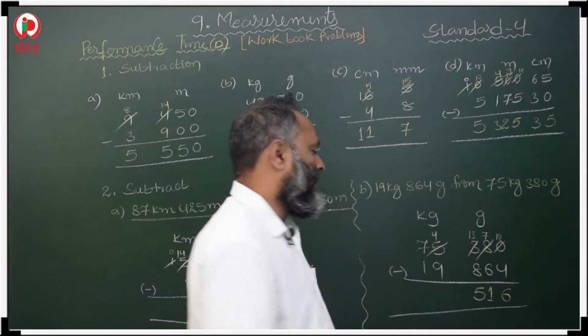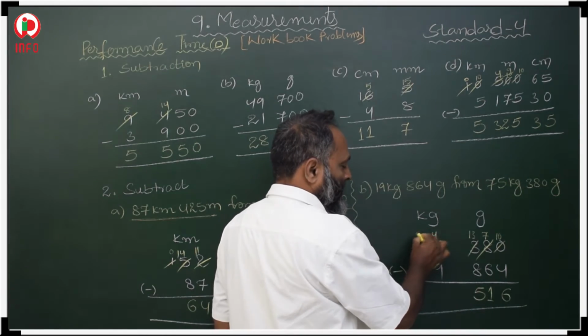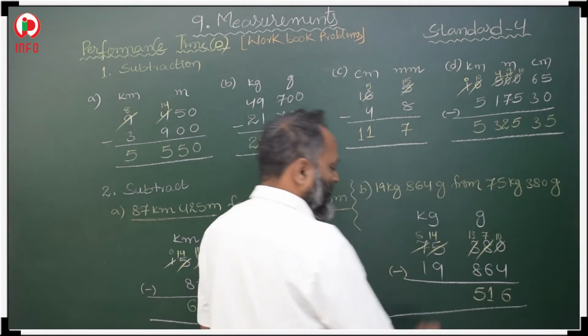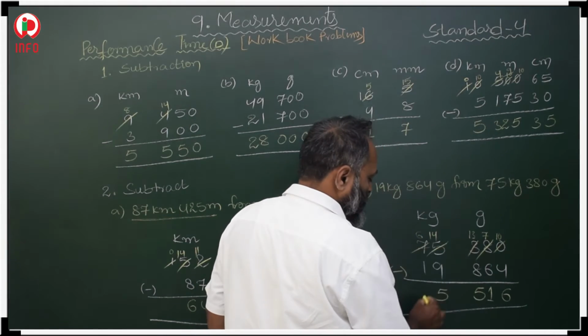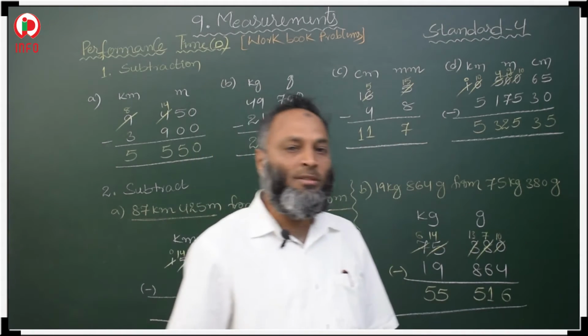Again 4 minus 9 we cannot subtract. Take borrow from here, you will get 6 here and here 14. 14 minus 9 it means 5. 6 minus 1 is 5. So the answer is 55 kg 516 grams. Okay.